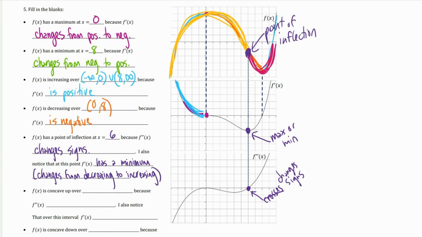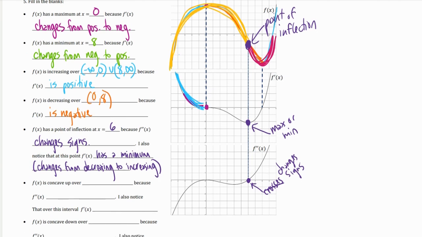All right, now let's talk about concavity. So f of x is concave up right here from 6 to infinity. And what's happening on f double prime? Oh, f double prime is positive. I also notice that over this interval f prime isn't positive, but it is increasing, which makes sense because f double prime is the slope function of f prime.